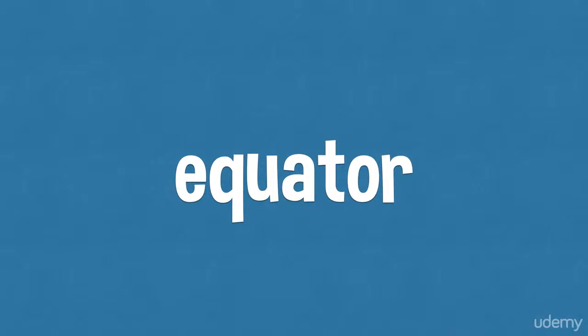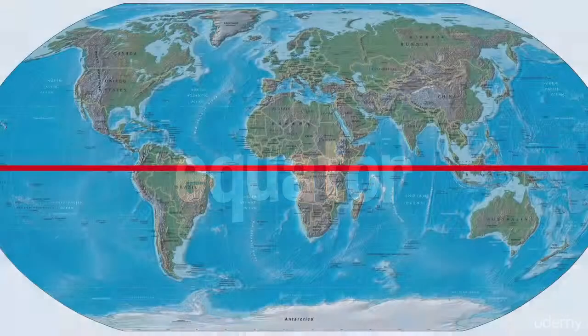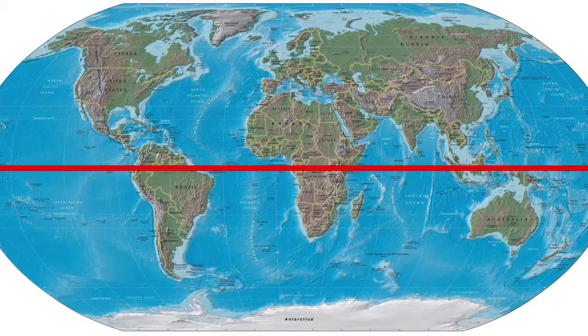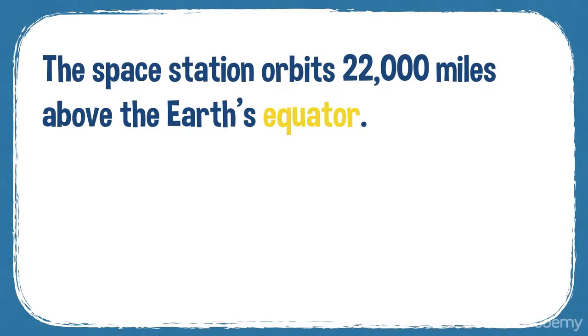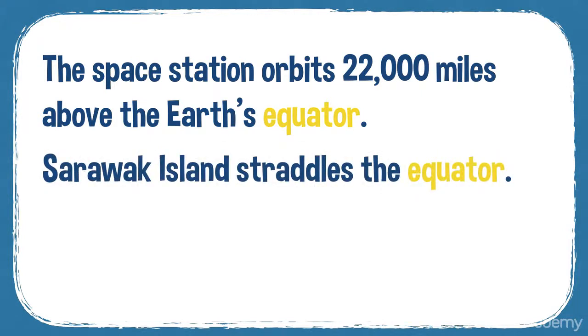Equator. Here's the equator. Across the middle of the earth. So we can say the space station orbits 22,000 miles above the Earth's equator. Sarawak Island straddles the equator.